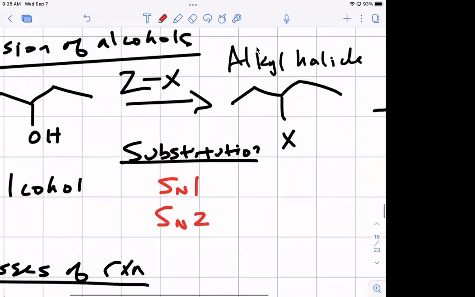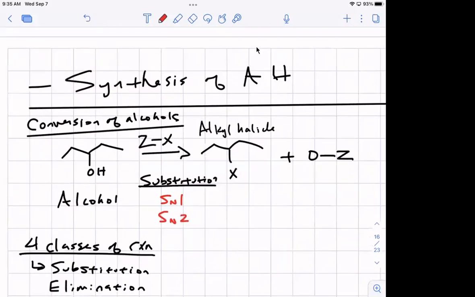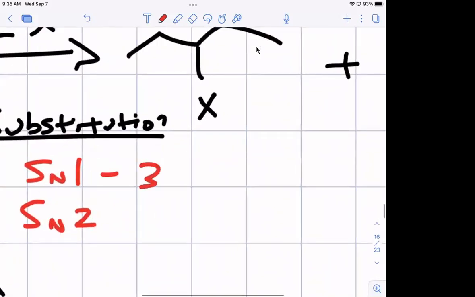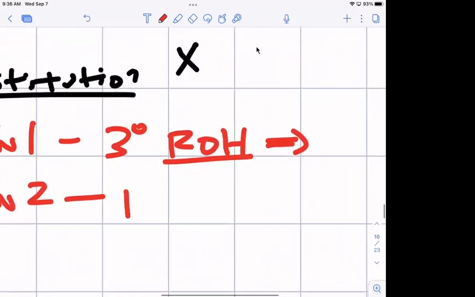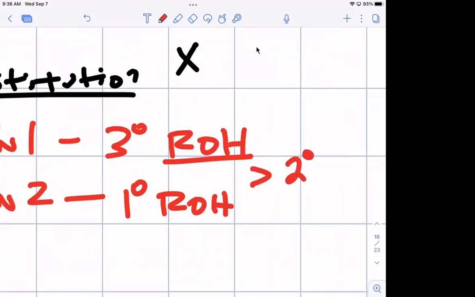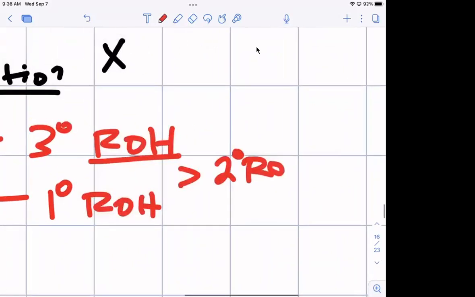So these alcohol conversions are either going to fall into the category of SN1 or SN2 substitution. They're going to be one or the other, depending on the alcohol substrate. If it's a tertiary alcohol, and I'm abbreviating alcohol as ROH, it's going to be SN1. If it's primary, it's going to be SN2. And in between, a secondary can be either SN1 or SN2. It just depends on the conditions.